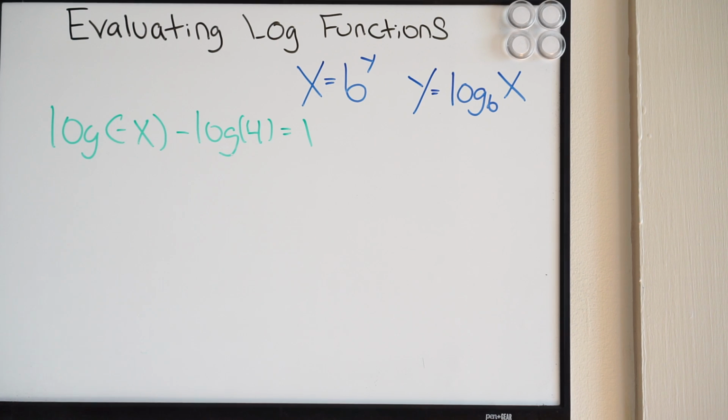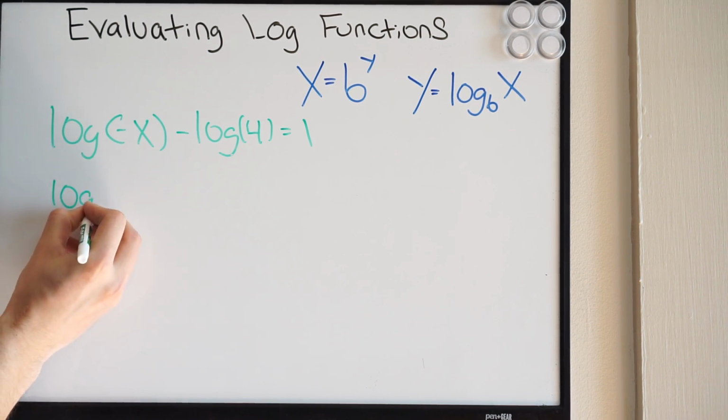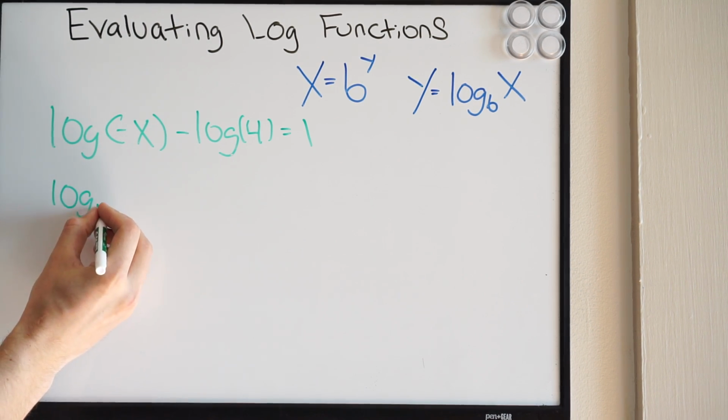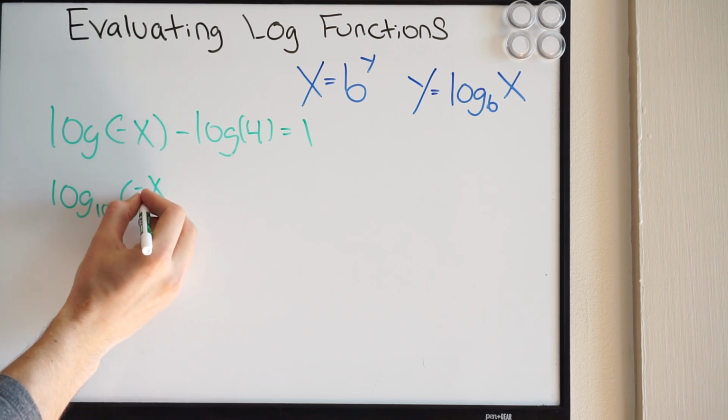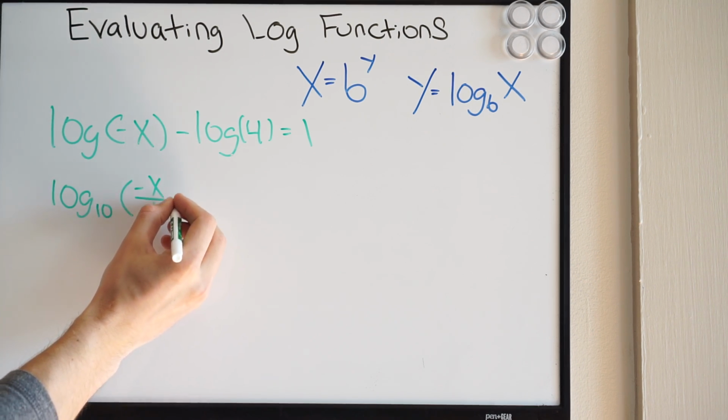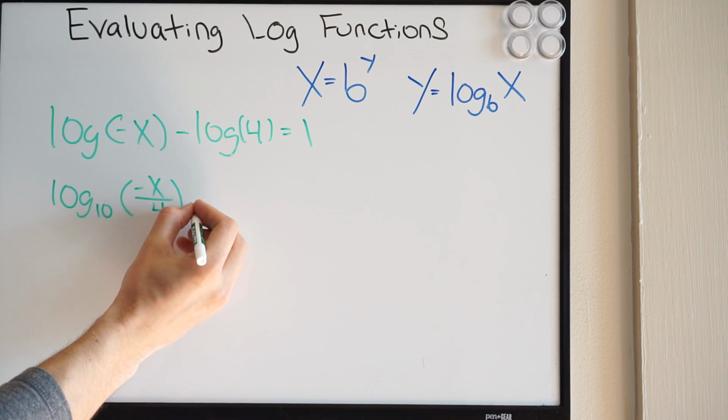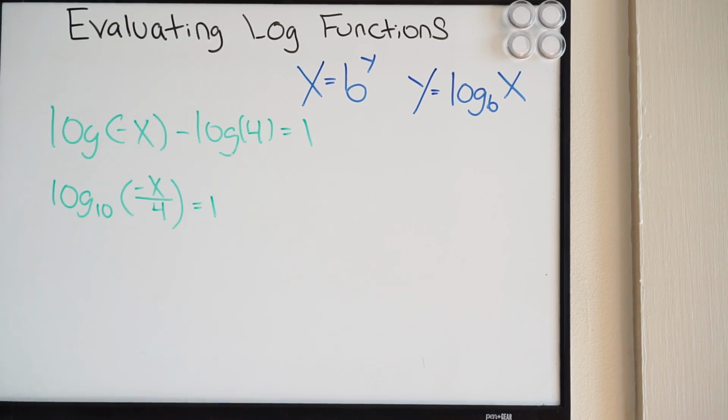We're subtracting, and with our knowledge of properties of log functions, we know that we're going to be dividing here. When we subtract, we divide. So we can rewrite this now as log, base 10, of negative x over 4. And again, this will be equal to 1. That is what we have so far.